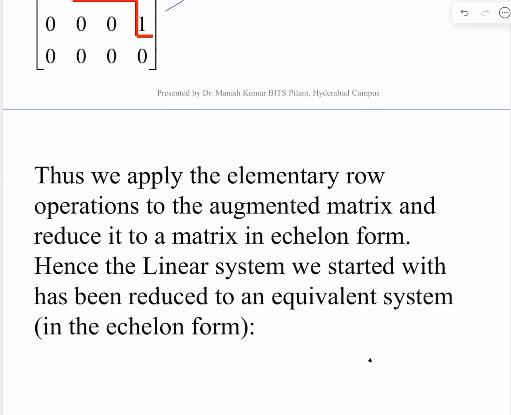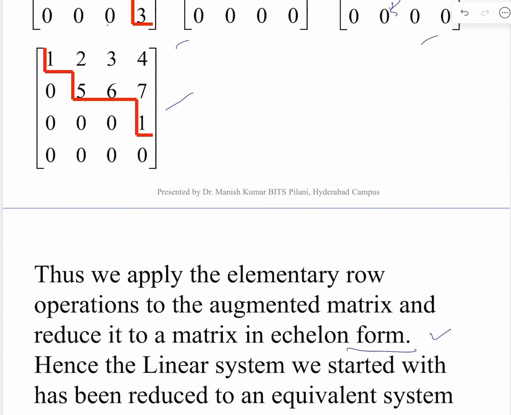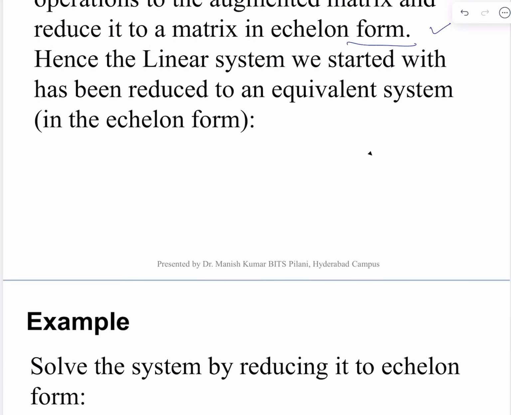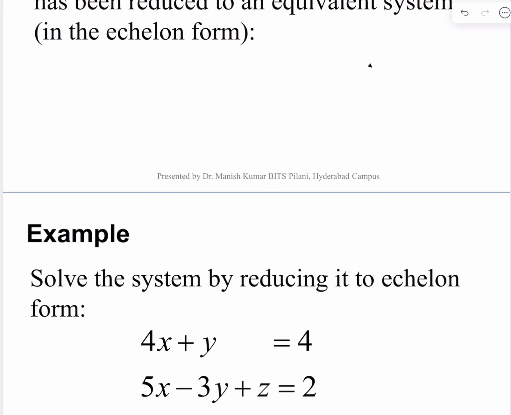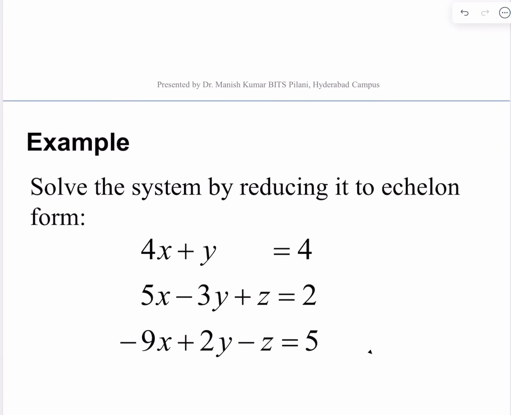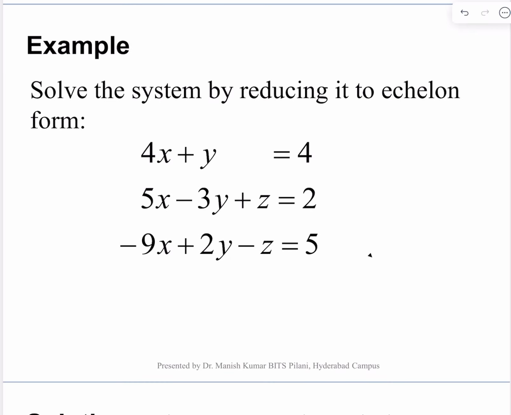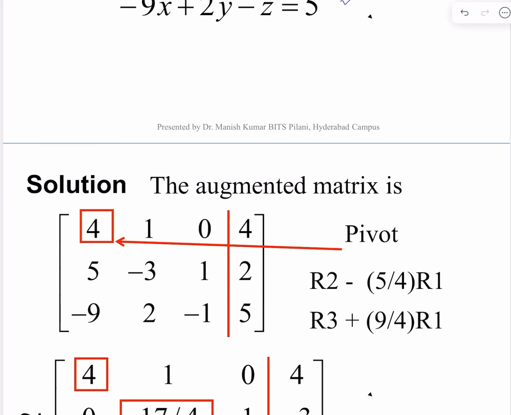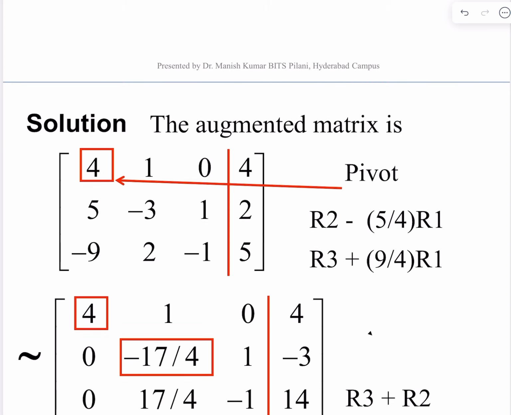Thus we apply the elementary row operations to the augmented matrix and reduce the matrix into echelon form, a triangular type form, right? Which is known as the equivalent system. So now let us solve the system by reducing to echelon form. So first equation, second equation, third equation. Now I will write the augmented matrix A augmented B.